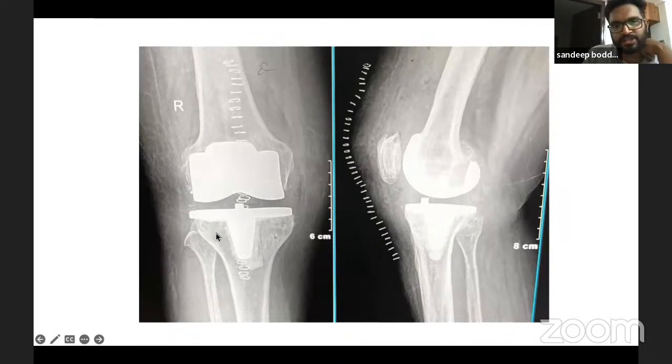And here you can see one more X-ray. There is an overhang on the lateral side on AP on tibia, and in lateral also there is slight overhang. And going back, this was the smallest size tibia, and we cannot go smaller than that. That is the reason the surgeon has accepted a lateral overhang, and he did not accept a medial overhang.